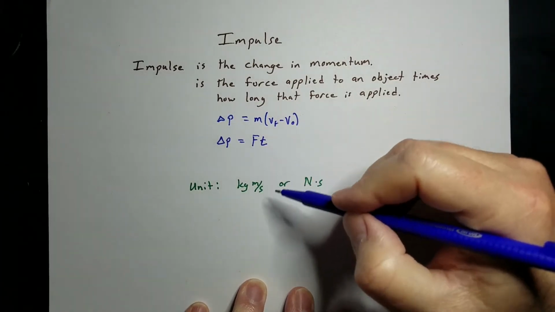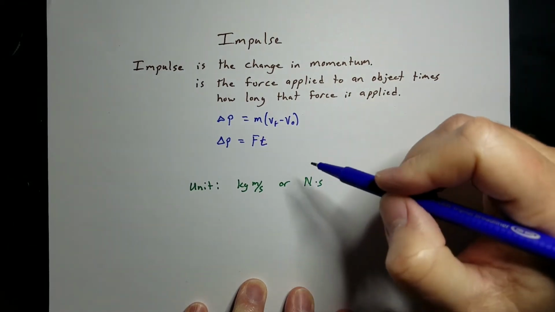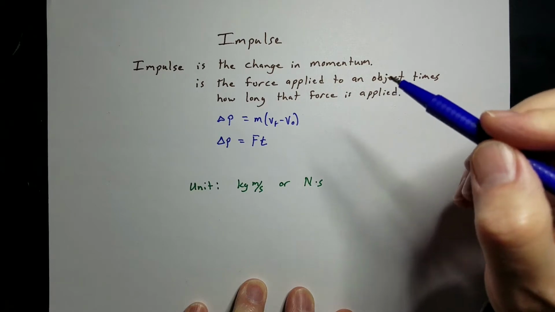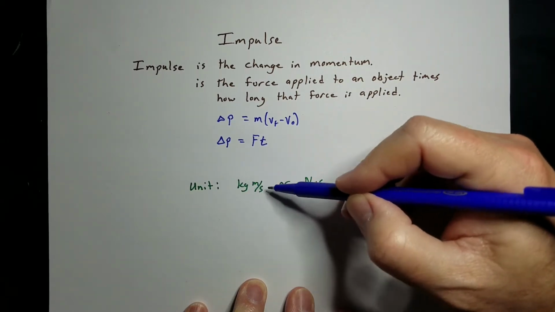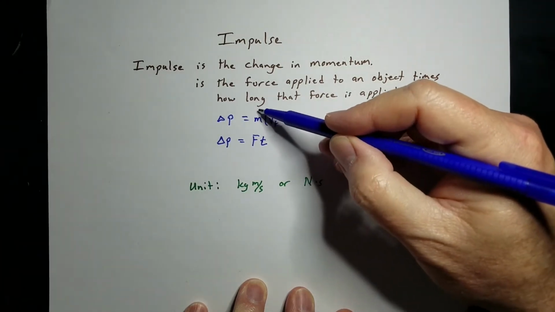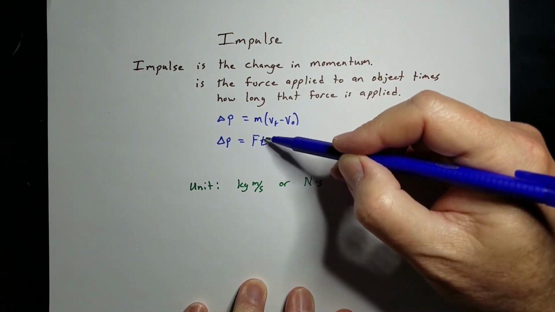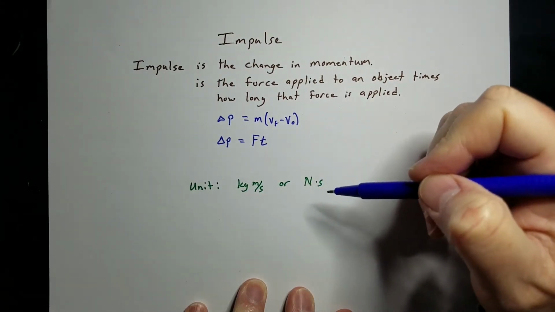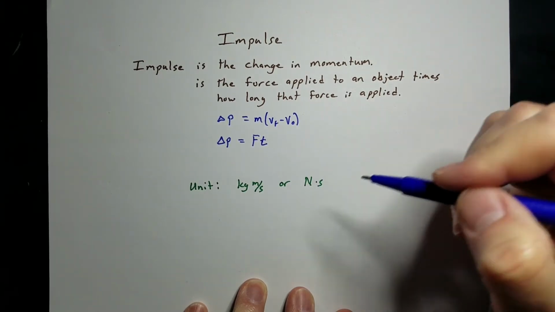And again, impulse is a vector type quantity, so direction does matter. In the units for impulse, well, traditionally we use kilogram meters per second, but you can also use Newton seconds. You see in this, we have kilograms times meters per second, and here we have newtons times seconds. So either one of these will work. In some cases you may see one more than the other, but both of them mean the same thing.